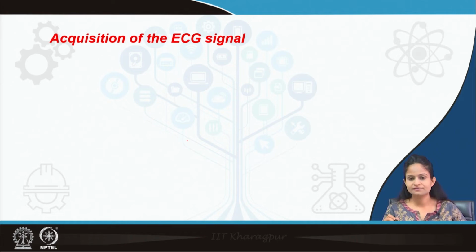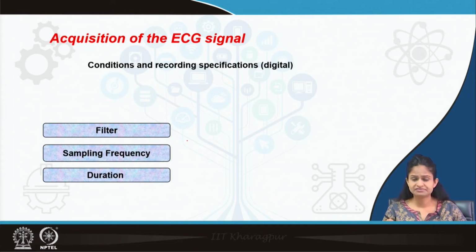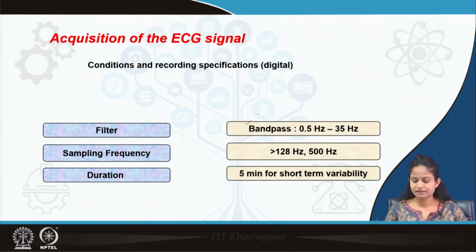So, acquisition of the ECG signals, like preconditioning of the ECG signal, is based on various factors like what filter you are using, what is the sampling frequency, and what is the duration of the recording needed. For the filter we use band pass filters of 0.5 Hz to 35 Hz. Now, the filter is mainly used to eliminate any unwanted noises.